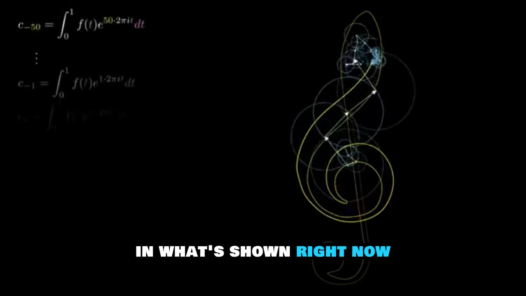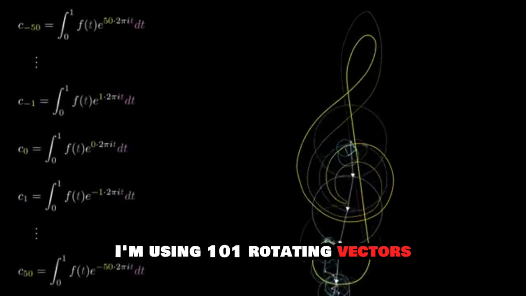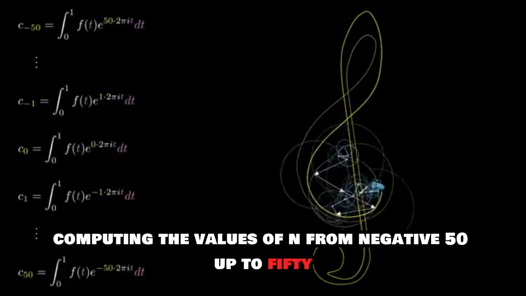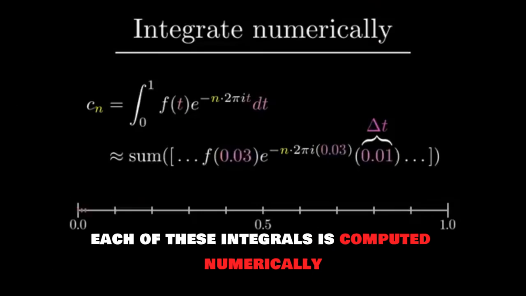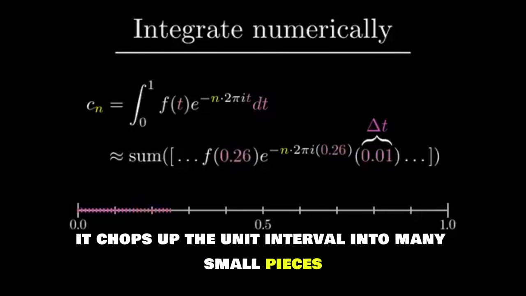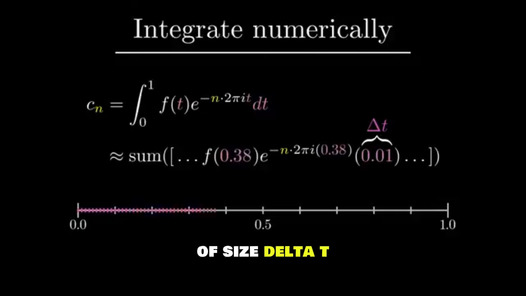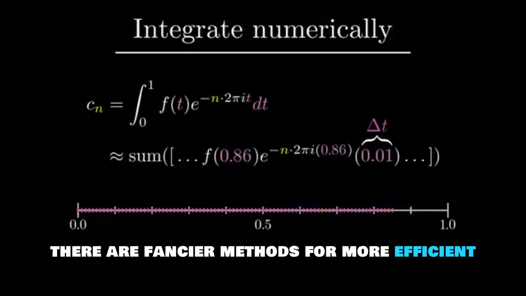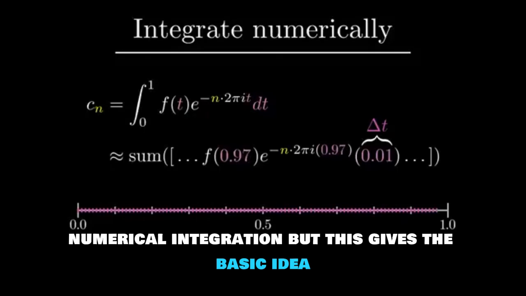In what's shown right now, I'm using 101 rotating vectors, computing the values of n from -50 up to 50. In practice, each of these integrals is computed numerically, basically meaning it chops up the unit interval into many small pieces of size delta t, and then adds up this value, f of t times e to the -n 2 pi i t times delta t for each one of them. There are fancier methods for more efficient numerical integration, but this gives the basic idea.